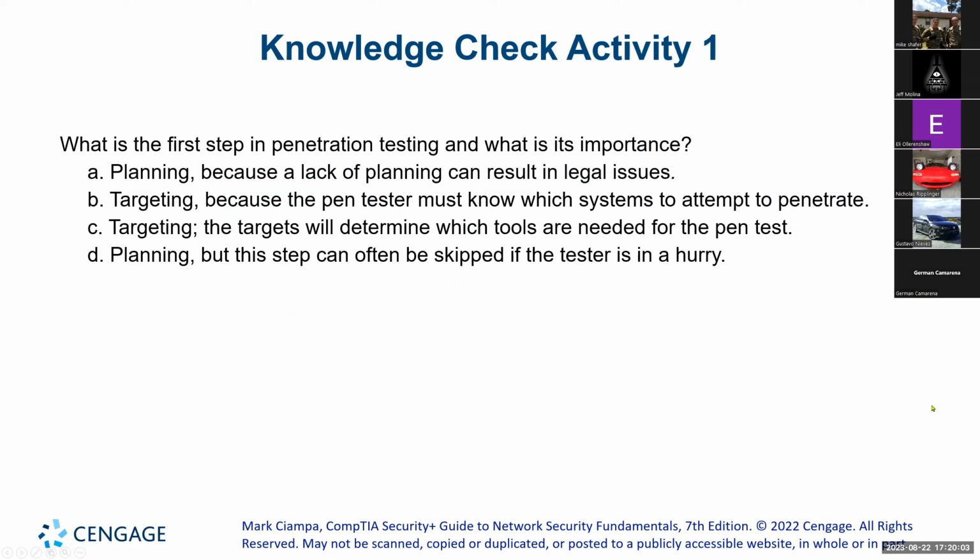Okay, knowledge check. What is the first step in penetration testing and what is its importance? Planning, because lack of planning can result in legal issues. Targeting, because the pen tester must know which systems to attempt to penetrate. Targeting, the targets will determine which tools are needed for pen testing. Planning, but this step can often be skipped if the tester is in a hurry.